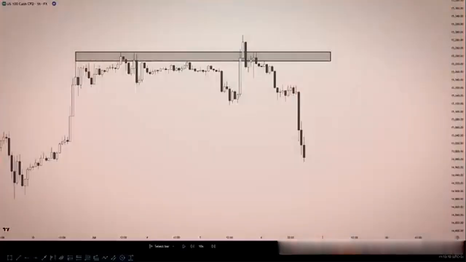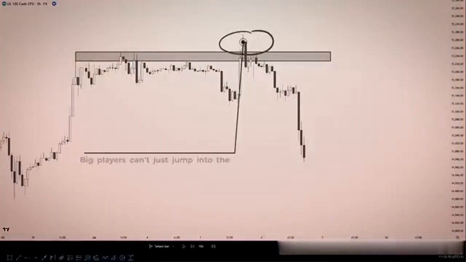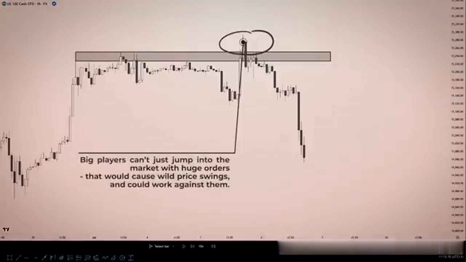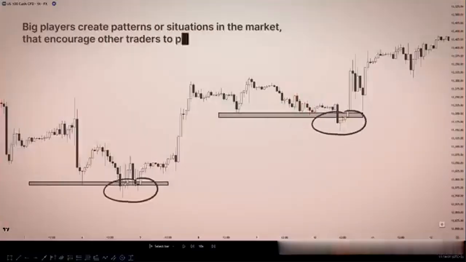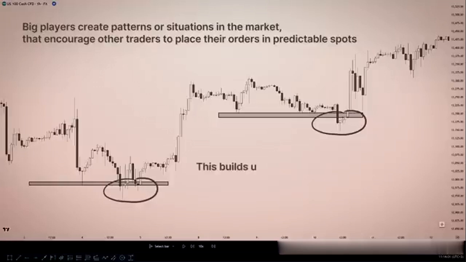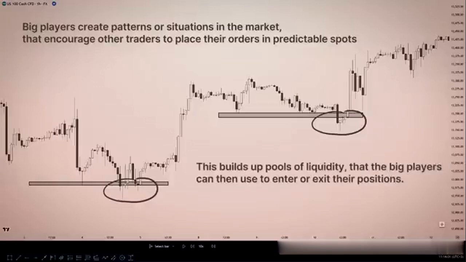This is important because big players need this liquidity. They can't just jump into the market with huge orders. That would cause wild price swings and could work against them. Instead, they use liquidity inducement to their advantage. These big players create patterns or situations in the market that encourage other traders to place their orders in predictable spots. This builds up pools of liquidity that the big players can then use to enter or exit their positions.